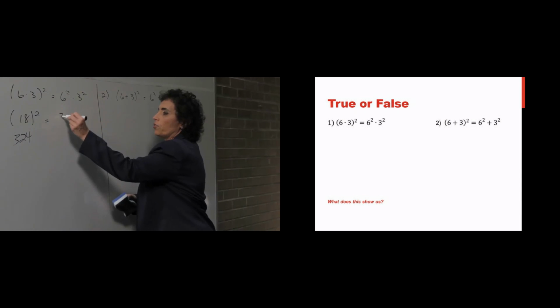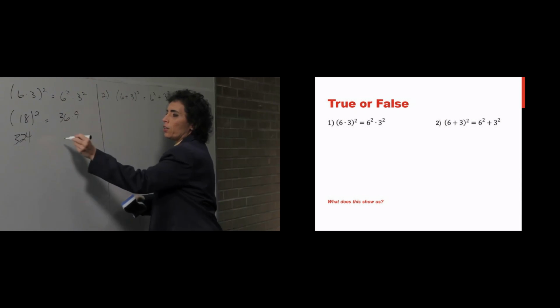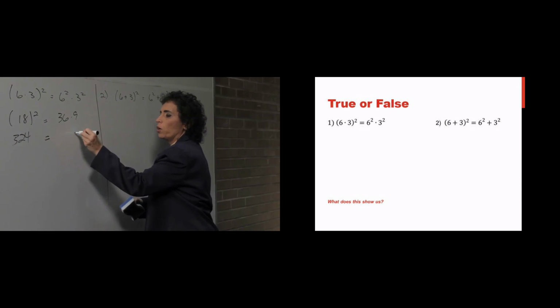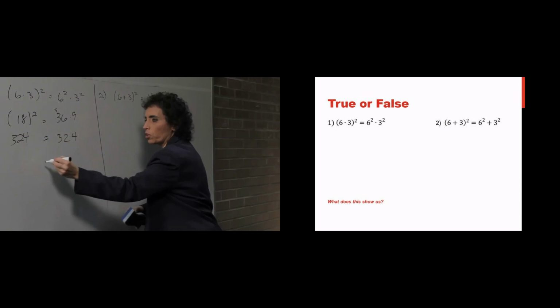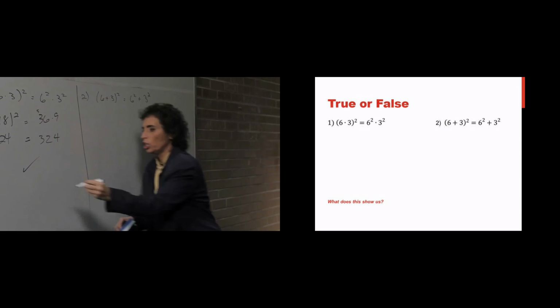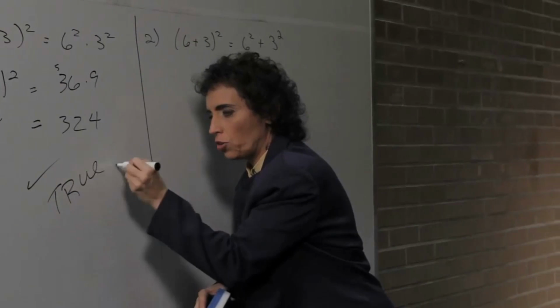6 squared is 36 times 9. 9 times 6 is 54. Carry the 5. 27, 32, 324. So yes, that is true. True statement. That is a true statement.